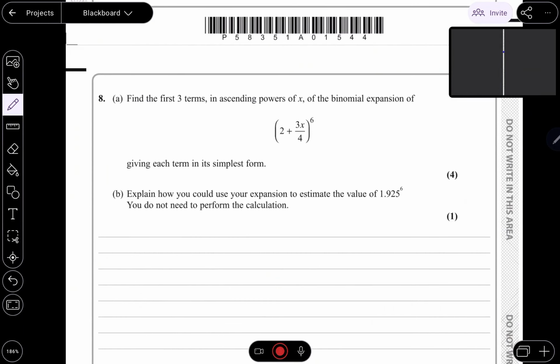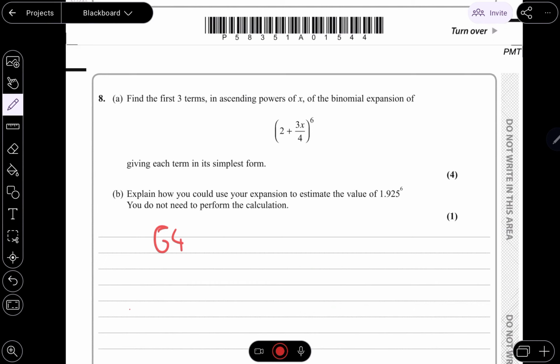Okay, binomial, how many times do we need? 3. 2 to the power 6 is 64. The next one will be 2 to the power 5 times 6. That's 32 times 6 times 3 divided by 4, which is 144. And everything's a plus, which is very nice. The next one will be 6 times 7 divided by 2, which is 21, times 16 times 9 divided by 16 is 189 x squared. Good. And then plus dot dot dot, I guess.